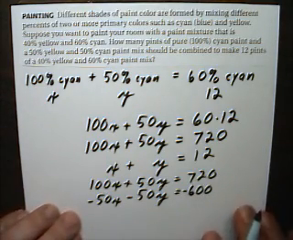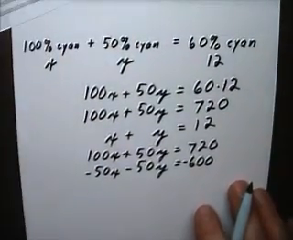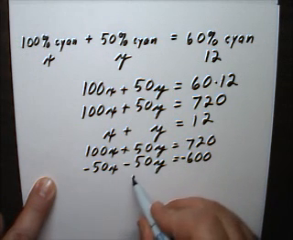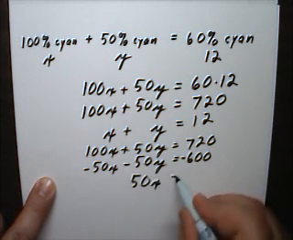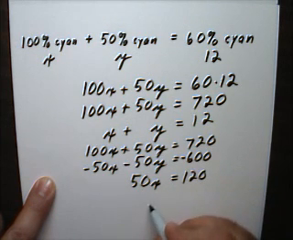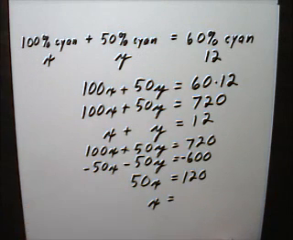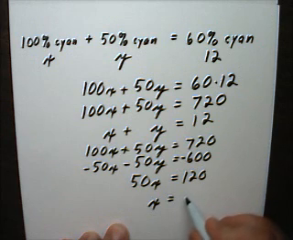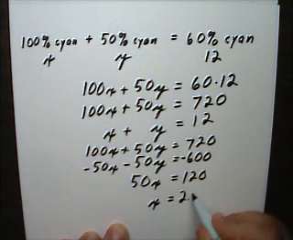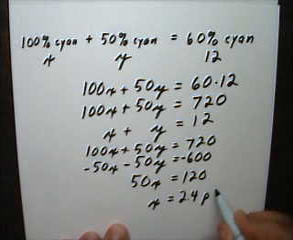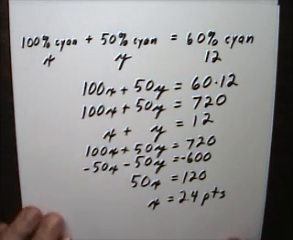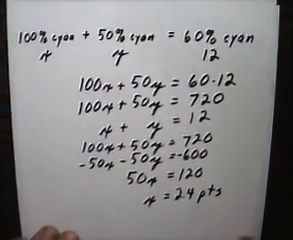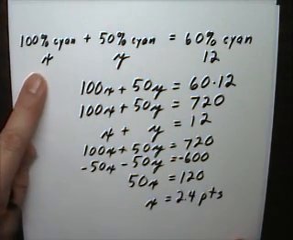So now I can add these equations together, and I end up, this adds to 0, this adds to 50x, this adds to 120. So now when I divide both sides by 50, I get x equals approximately 2.4 pints. And 2.4 pints, so that's 2.4 pints of cyan.